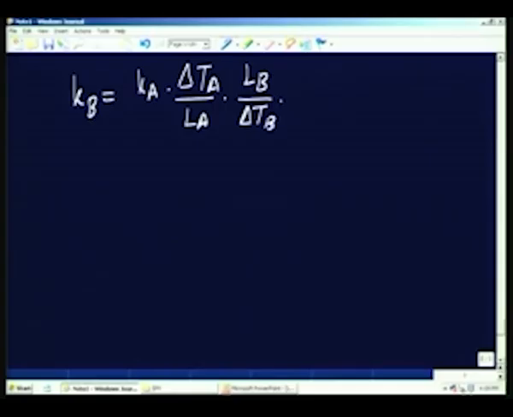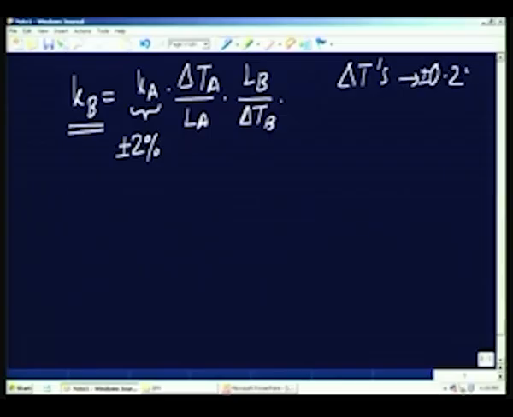So all I have to do is to determine the error bar, or the uncertainty, of Kb. Of course, I am assuming that Ka has no error, or I think it is given with a 2% error, so let us use that value. So this has got 2% error. Delta Ta and delta Tb are both measured with an error of plus or minus 0.2 degrees Celsius, and La, Lb have errors of plus or minus 0.25. I am using the same units, so it does not matter, plus or minus 0.25 millimeters.